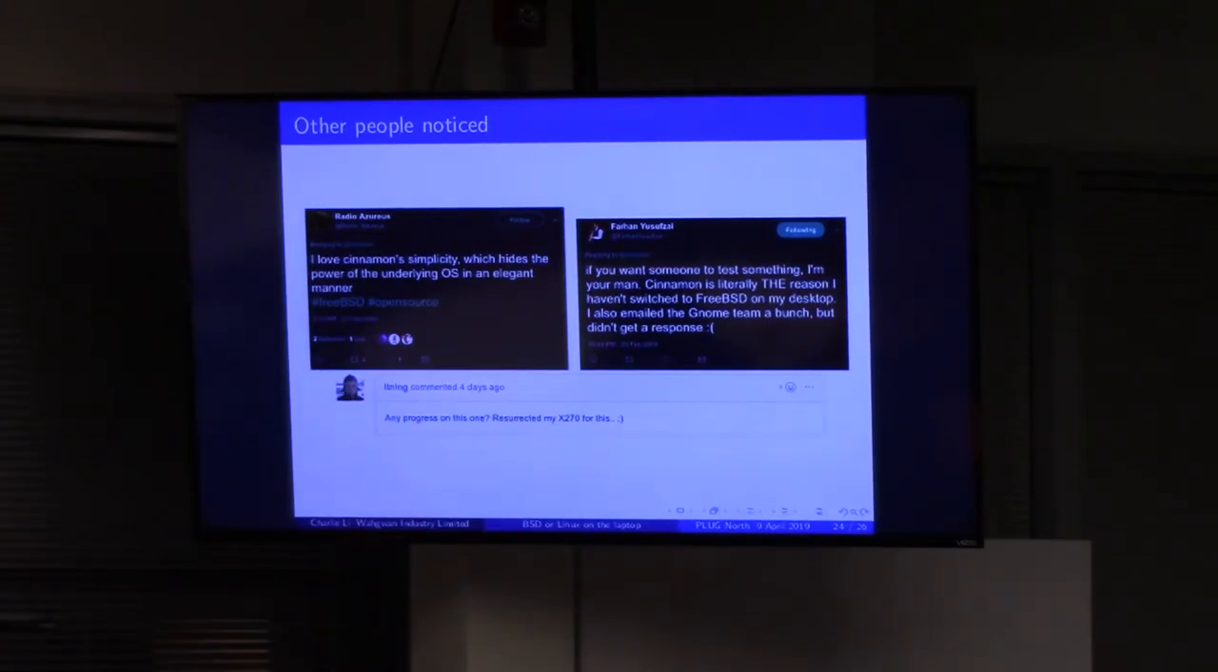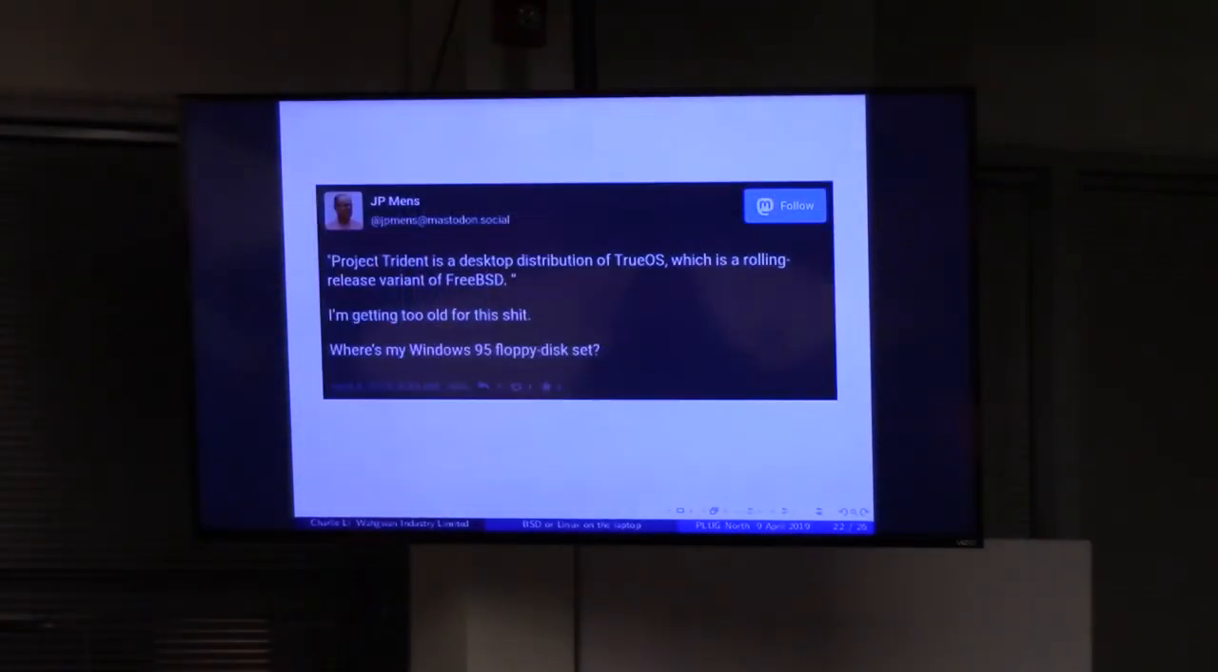And then I was tracking the progress and sending some of the commits to the GNOME team in the FreeBSD ports collection, which does GNOME and GTK related stuff, which Cinnamon obviously uses. So I was putting all my commits in a pull request there. Someone just commented a couple days ago, wanting to see what the progress was, because I guess he was excited too. In fact, I think he said, "I resurrected my X270 for this." So yeah, people like using Cinnamon.